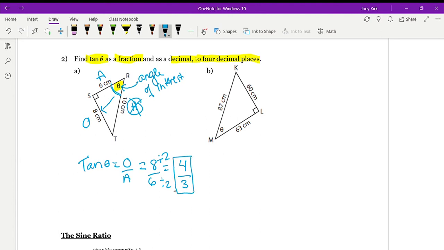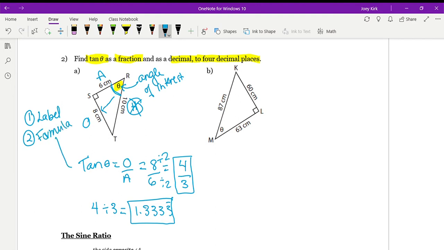And then as a decimal, we just do 4 divided by 3, right? And that gives us 1.333, repeating on and on forever. So our steps are still going to be to label, pick out the right sine, cos, or tan. Right now they're asking for tan. So we're going to write out the formula, and that's what this is. And then we're going to sub in our numbers. So it's pretty much the same. Sub numbers and solve.